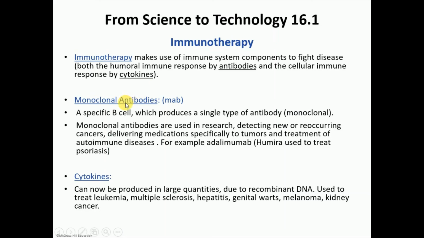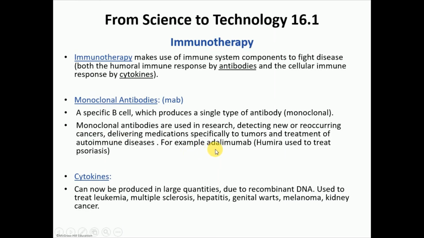We can also mass produce what are known as monoclonal antibodies, or mAbs. These are more specific B cells that make a certain type of antibody. That's why they're known as monoclonal, because we're making just one kind of antibody. So we use those for research. We try to use those to detect new or recurring cancers. They're used in different medications for treatment of autoimmune diseases.